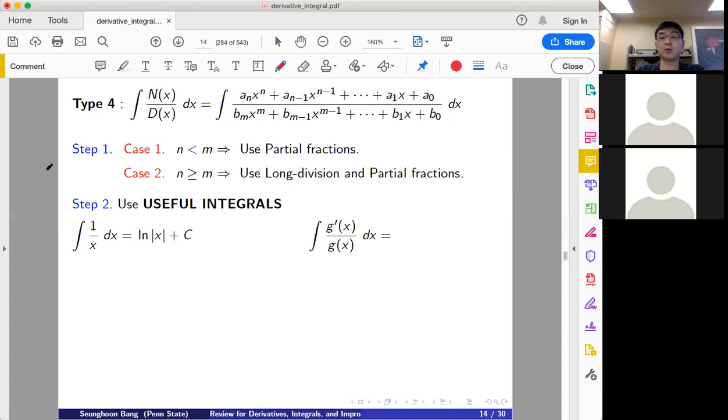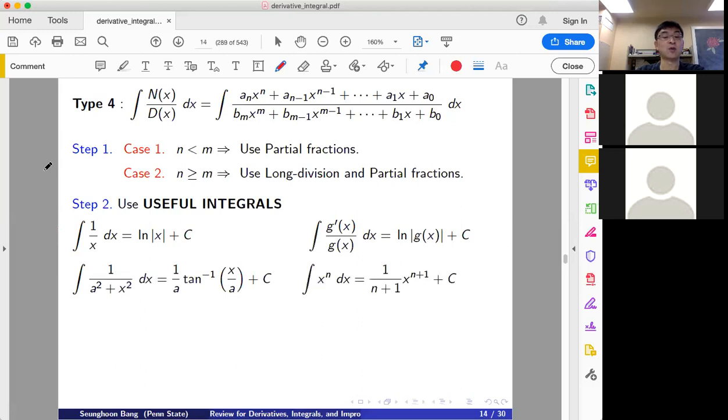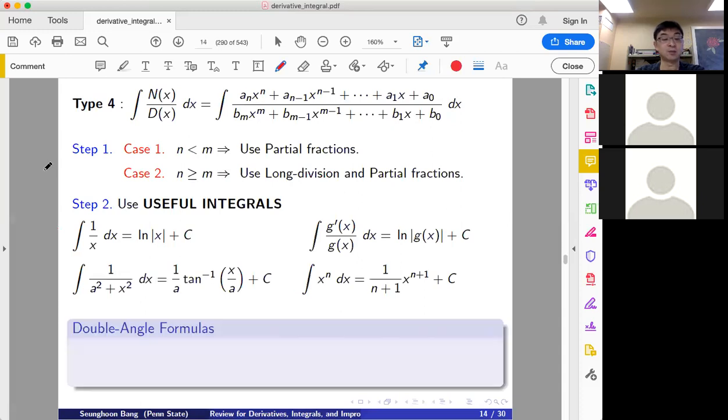Integral g prime of x over g of x dx is ln of absolute value of g of x plus c. Integral 1 over a squared plus x squared dx is 1 over a inverse tan of x over a plus c. Integral x to the n dx is 1 over n plus 1 x to the n plus 1 plus c. So sometimes you need to use double angle formula.